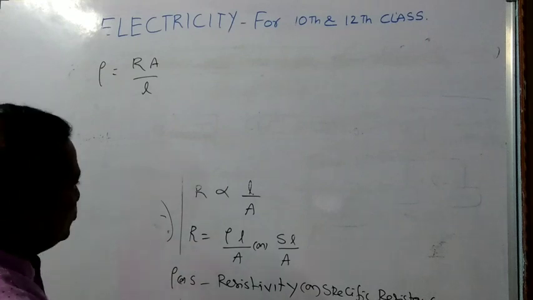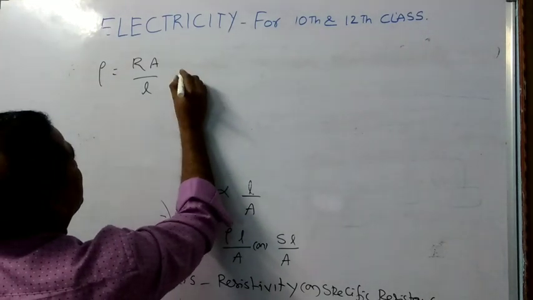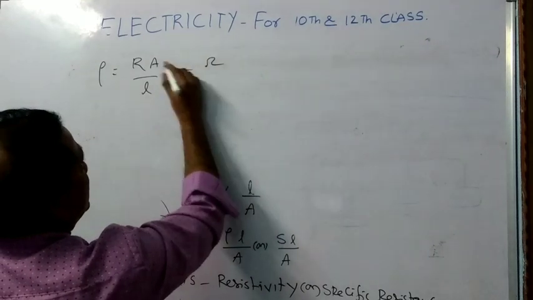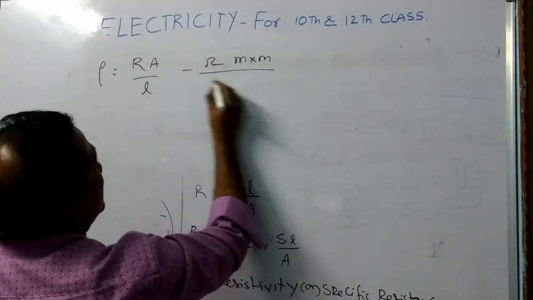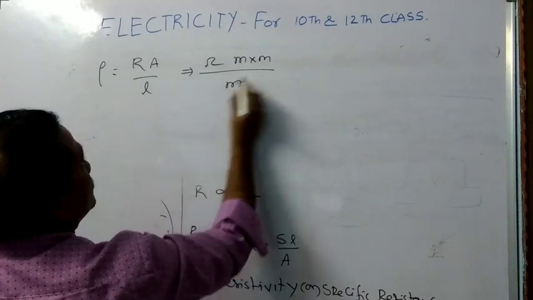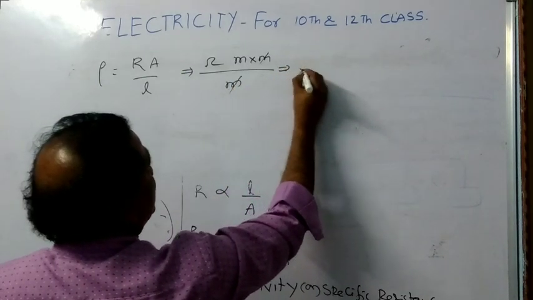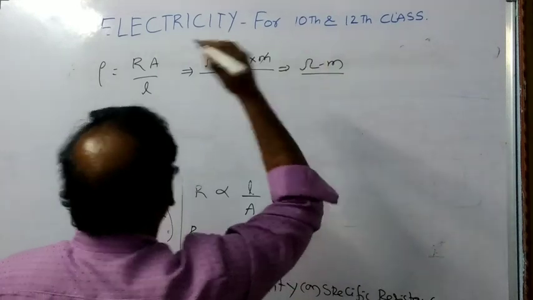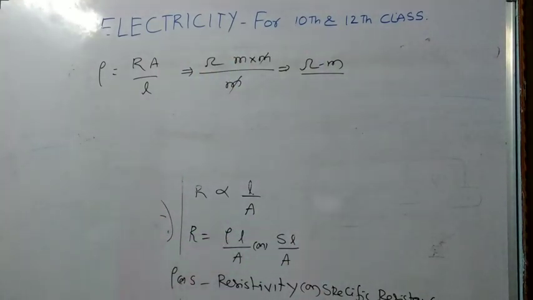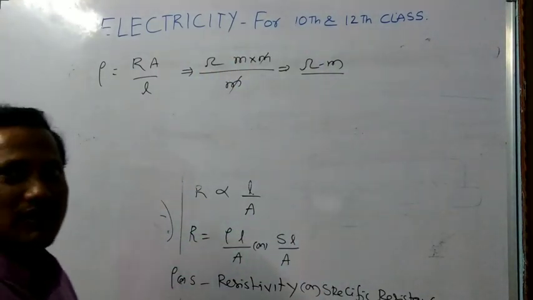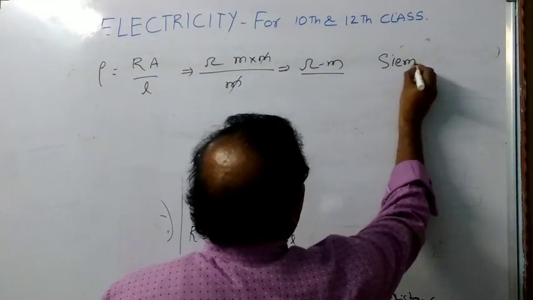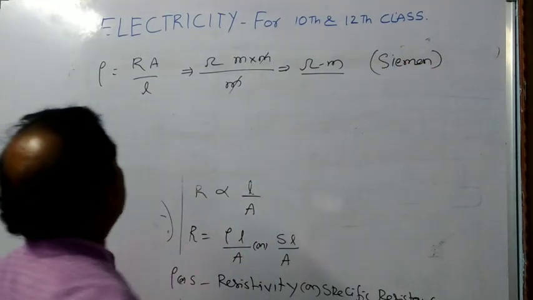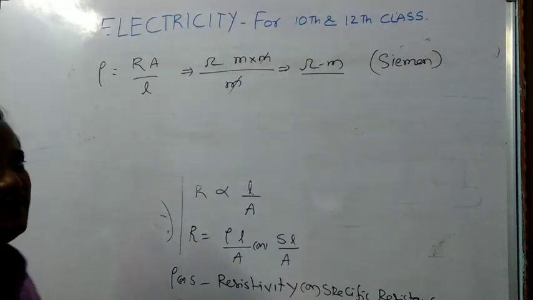So the units as usual, how can you write the units? Ohms. Area means meter into meter, length into breadth. Length means meter. So 1 meter cancels, simply ohm meter is the unit of specific resistance or resistivity. Or another unit is Siemens, is the another unit of specific resistance. It depends on the nature of the material.